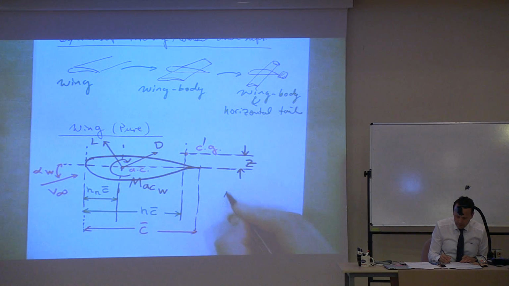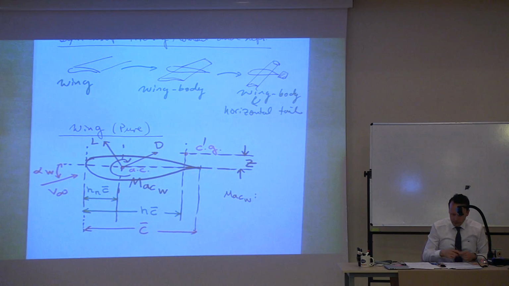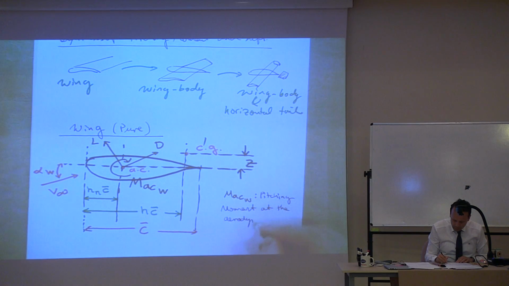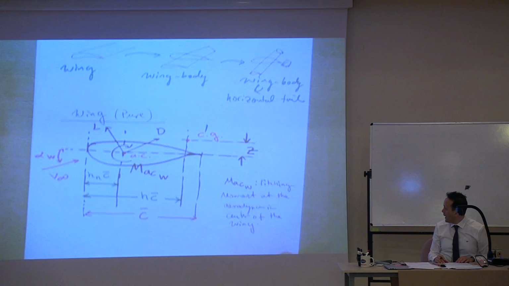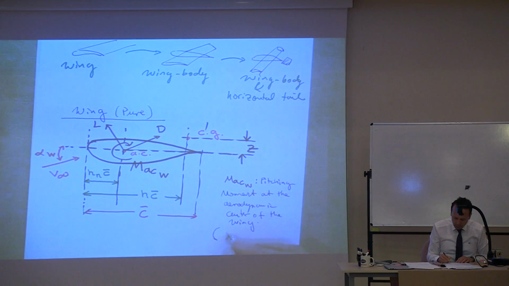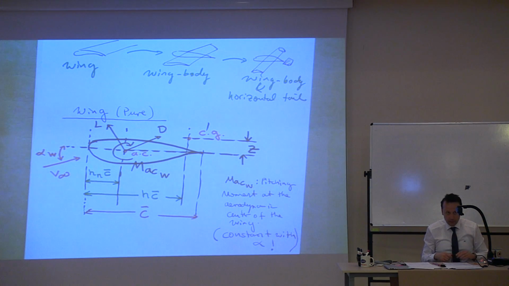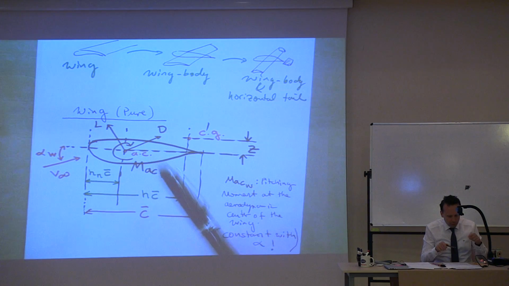Okay, so MACW is the pitching moment at the aerodynamic center of the wing, and therefore by definition it is constant with alpha, right? That's the definition of the aerodynamic center. It's constant with alpha, but it's not the moment with respect to the CG. It's the moment with respect to the aerodynamic center.